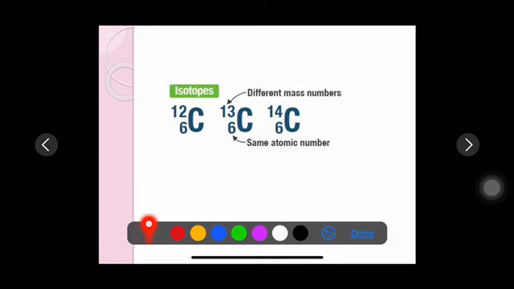Here I am showing you different isotopes of carbon: carbon-12, carbon-13, carbon-14. As we defined, isotopes have the same atomic number but different mass numbers, because they have the same number of protons but different numbers of neutrons.